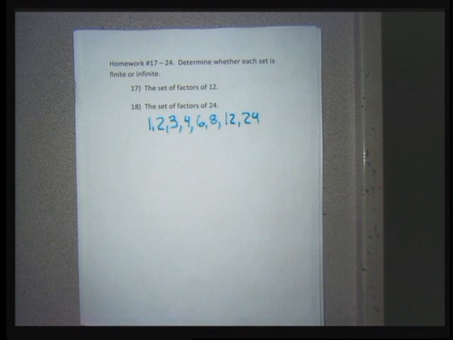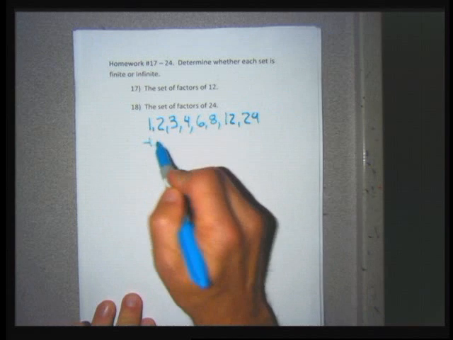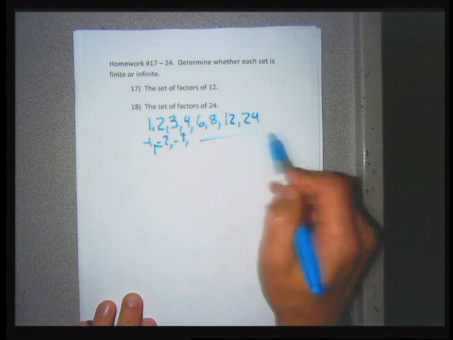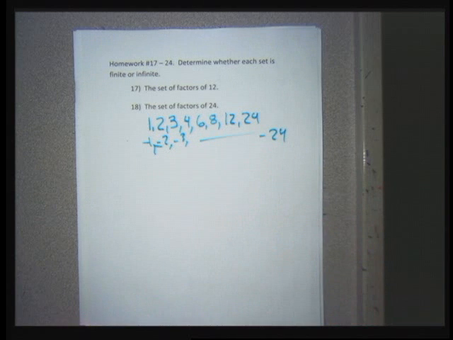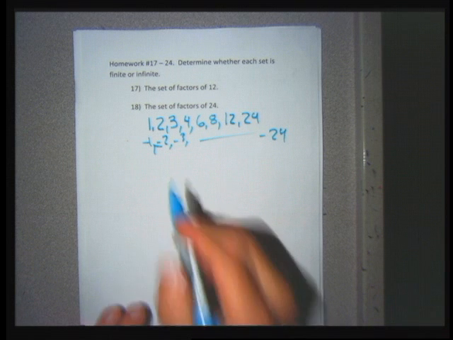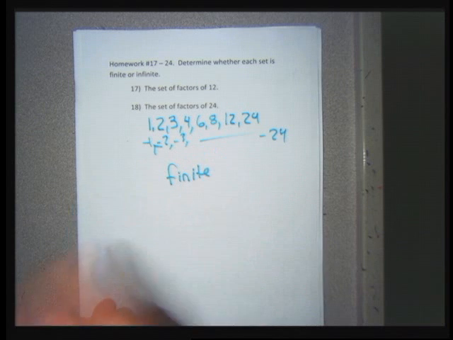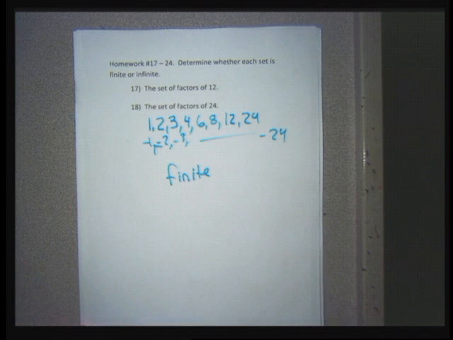And then if I wanted to include the negatives of each one of these, -1, -2, -3, all the way on to -24, those are all the factors of 24, and that's only a dozen or so numbers. So this is considered a finite set. So if I'm asking for factors, that's always going to be a finite set.